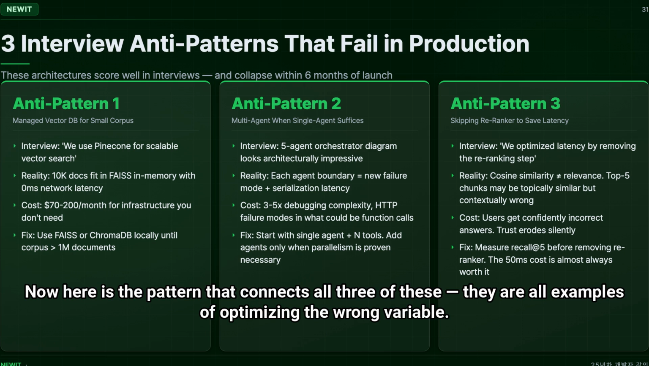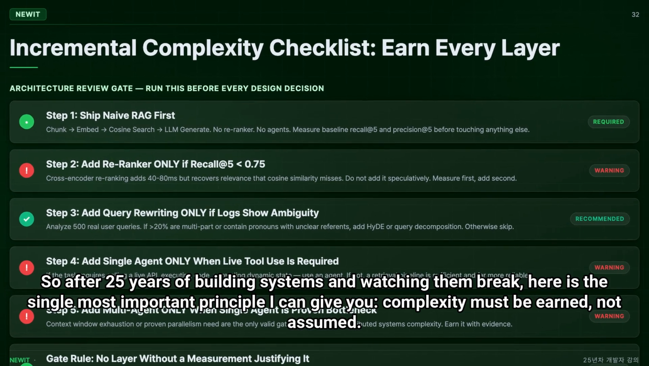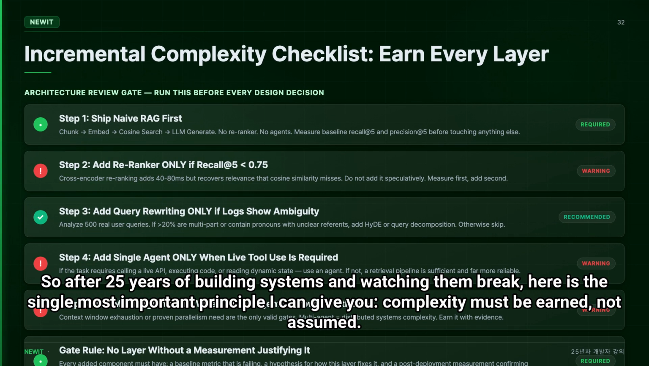Now here is the pattern that connects all 3 of these. They are all examples of optimizing the wrong variable. And the checklist I am about to show you will prevent exactly this mistake. So after 25 years of building systems and watching them break, here is the single most important principle I can give you. Complexity must be earned, not assumed.